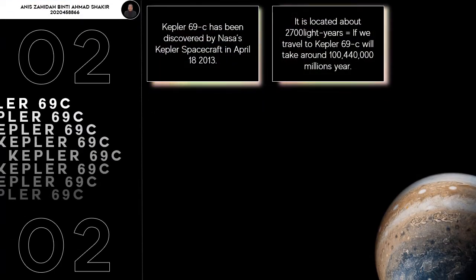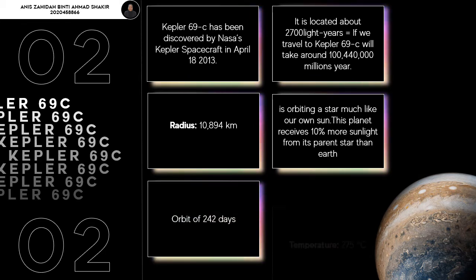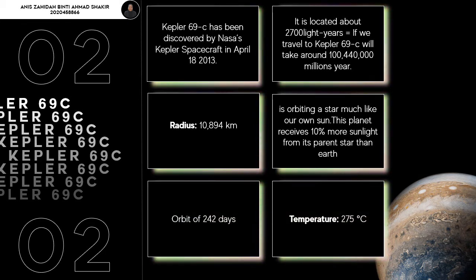Now, I will continue by explaining about Kepler 69c. Kepler 69c was discovered by NASA's Kepler spacecraft on April 18, 2013. It is located about 2,700 light years away. So if we travel to Kepler 69c, it will take around 100,440,000 years. Whoa, that takes such a long time.